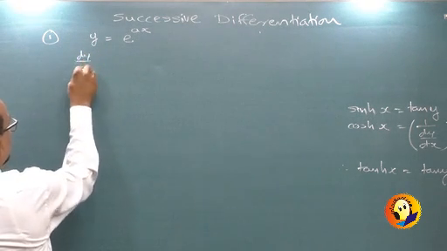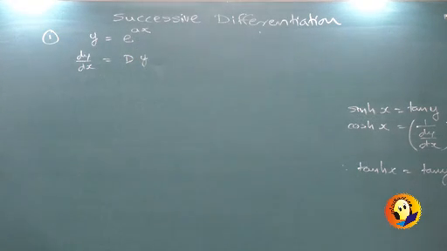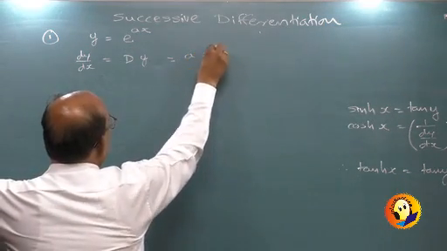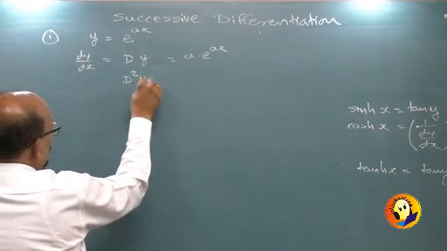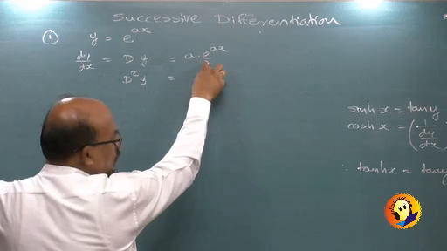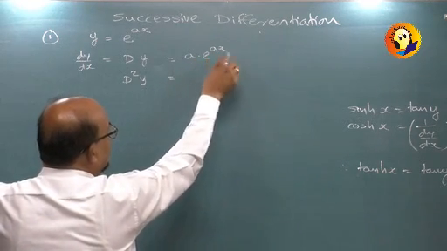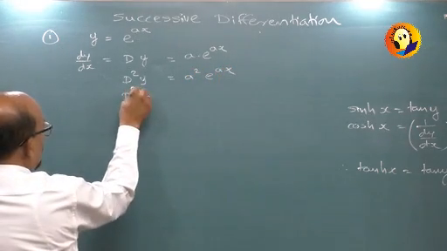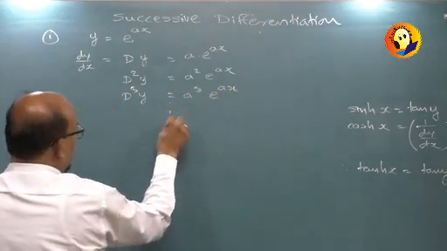Dy by dx, we will write it as D of y, where D is the d by dx operator. What will be the derivative? It will be a e raised to ax. Differentiate it again. D square of y is a e raised to ax into again differentiation of this, so it is a into a e raised to ax. It will be a square e raised to ax. D cube y is a cube e raised to ax, and so on.